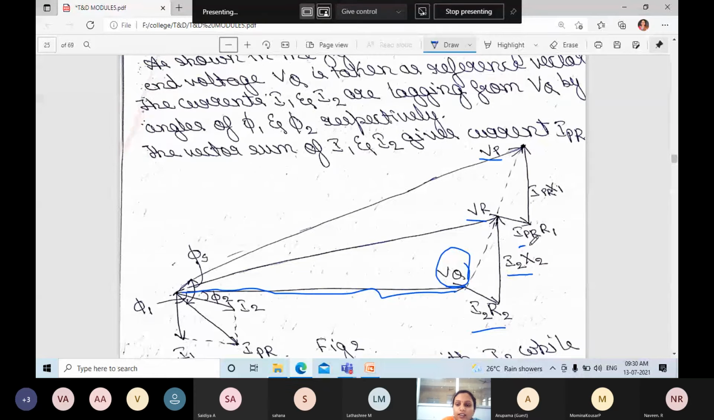That is IPR into R1 and IPR into X1, which are the losses. Between VP and IPR the angle is phi s. Between VR and I1 it is phi 1, and between VQ and I2 it is phi 2.